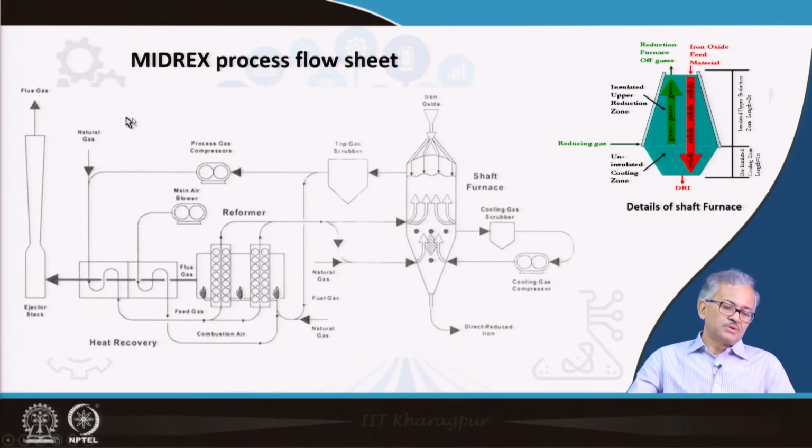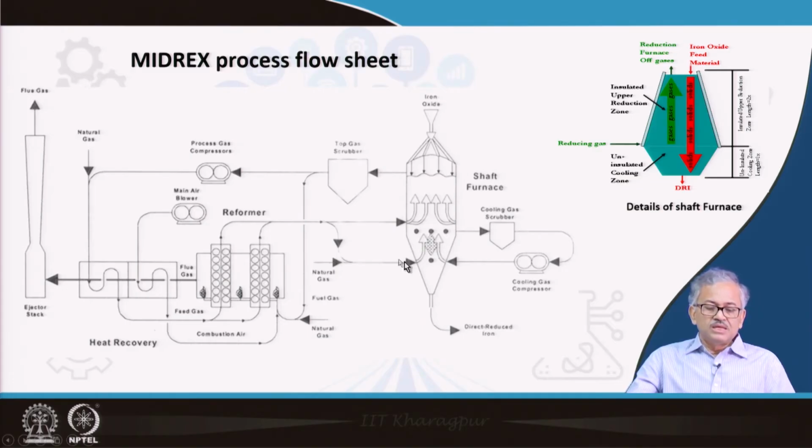So natural gas along with the cleaned and dehumidified off gas, that is the CO, CO2, H2, is mixed with the natural gas and goes to the preheating system, and then this preheated gas enters into the reformer. This is the reformer, and there the gas gets reformed, and after getting reformed, it goes directly to the furnace. A part of the gas also joins along with the fresh natural gas and is put through the bottom of the furnace. I will come to this.